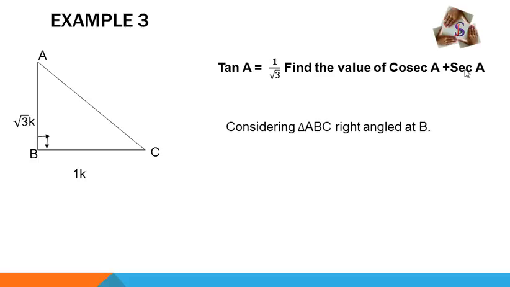So it is a right angle triangle, right angled at B. Tan A is opposite side by adjacent side. My reference angle is A, so the side opposite to it is BC and the side along it is AB. So that is nothing but 1k by root 3k, that is 1 by root 3.